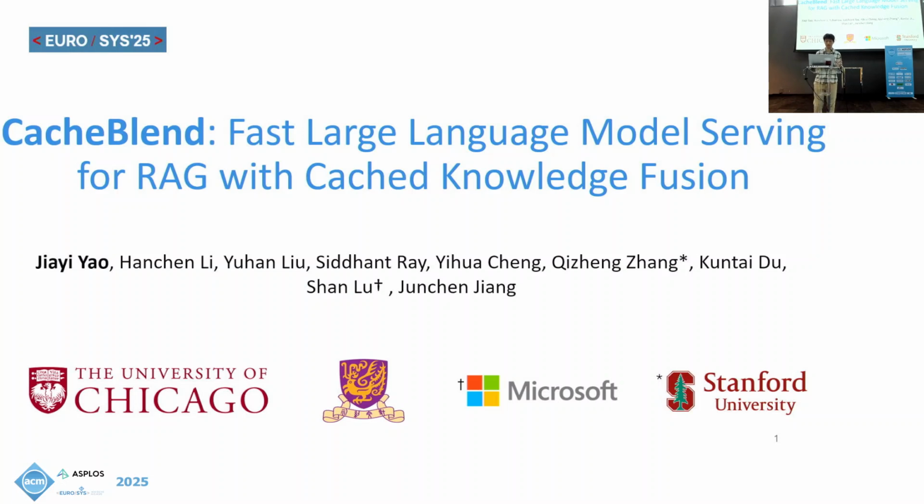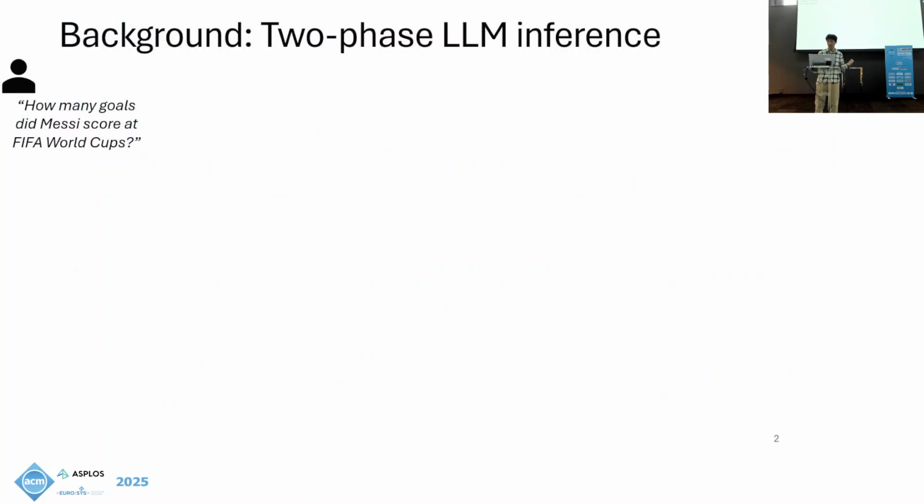CacheBlend: Fast Large Language Model Serving for RAG with Cache Knowledge Fusion. Before we dive in, let's quickly review how LLM inference works in two phases. Suppose the user asks, how many goals did Messi score at the FIFA World Cups?